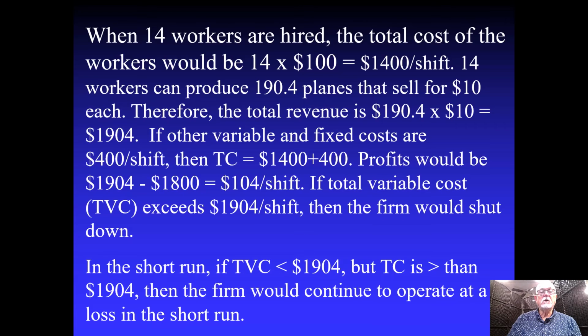Now, if the total variable cost alone exceeded the $1,904 per shift, then the firm would just totally shut down. They can't even pay their workers and other variable costs. However, if in the short run the total variable cost is less than $1,904, and total cost is greater than $1,904, in other words, the firm would be earning a short run negative profit, a loss, but they're still earning enough to pay their workers and other variable costs. They'll continue to operate in the short run. Recall those concepts back in production and cost and the market structures.